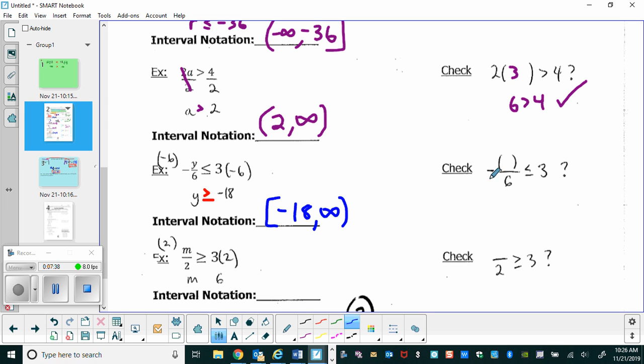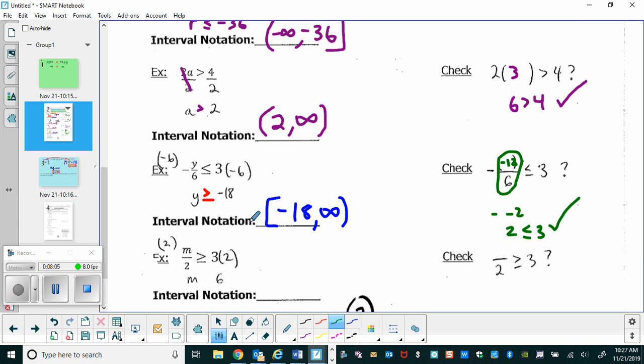Now when we check, y'all, let's check something that's divisible by 6, okay? So something that's bigger than negative 18 that is divisible by 6. So let's do negative 12, okay? Let's try negative 12. So this part is going to be a negative 2, but then the negative out in front turns this into a positive 2. And that 2 is, in fact, less than or equal to our 3.